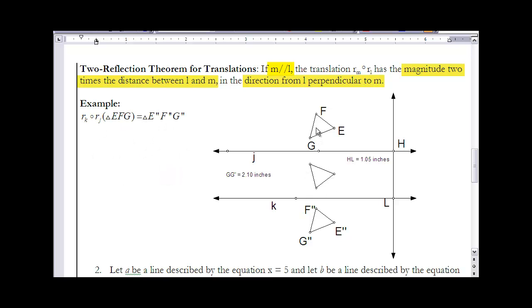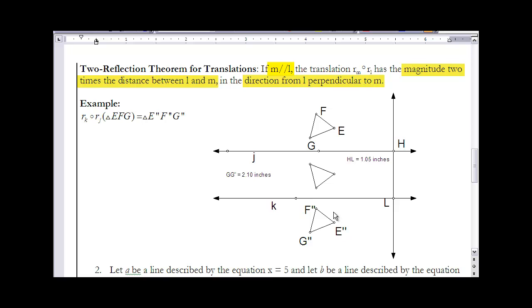So I'm going to take this thing and I'm going to first reflect it over J. So if I take EFG and reflect it over line J, I'm going to get this figure right here. Okay? And then I'm going to take that figure and reflect it over K to get my final image right here.